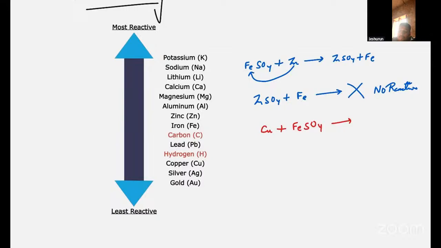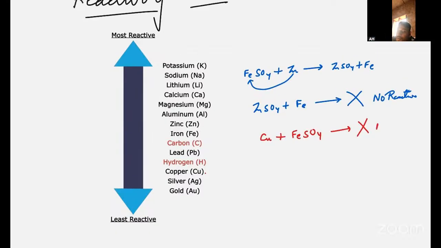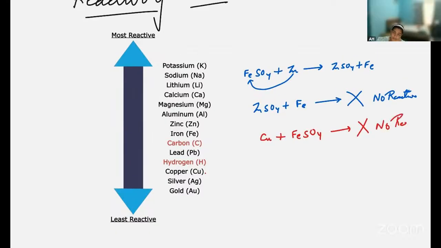Cu plus FeSO4, there won't be any reaction, right, sir? Yeah, it won't be any reaction. Why? Because Cu is less reactive than Fe, which is in the compound. Got it, guys? Agatha, you got it? So the less reactive element should be after the most reactive element to be replaced.